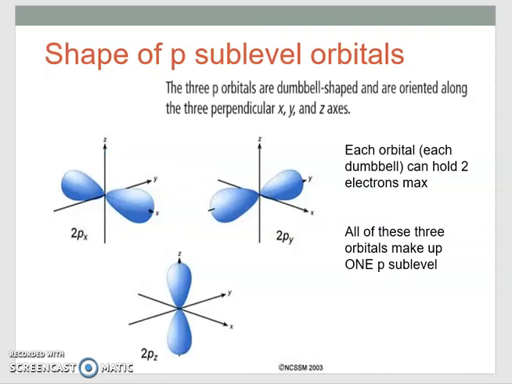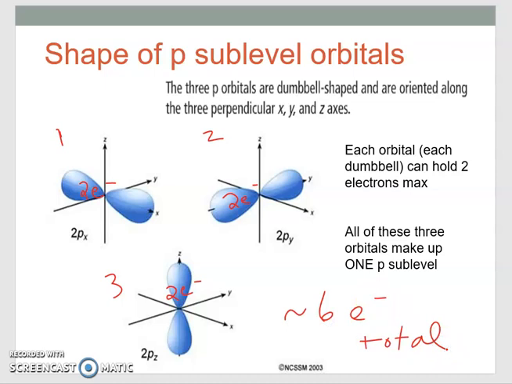P sublevel orbitals are going to be shaped like dumbbells, and each P sublevel can have 3 orbitals. So within this sublevel, we have orbital number 1, 2, and 3. Each of these orbitals can hold 2 electrons maximum. So 2 electrons in this one, 2 electrons in this one, 2 electrons in this one. It can hold a total then of 6 electrons across this.